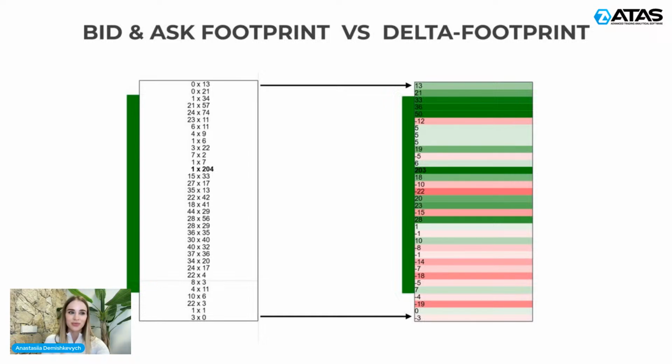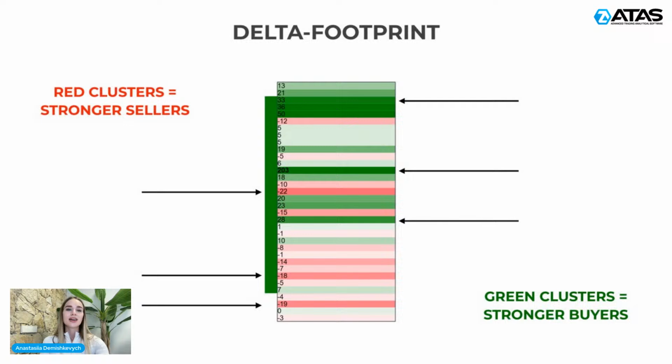So you've probably noticed by now that delta in the footprint chart displays in green, like I just explained, or red cells, and with varying intensity. Somewhere it's lighter, somewhere it's darker.